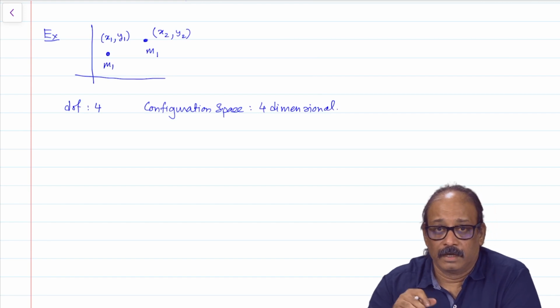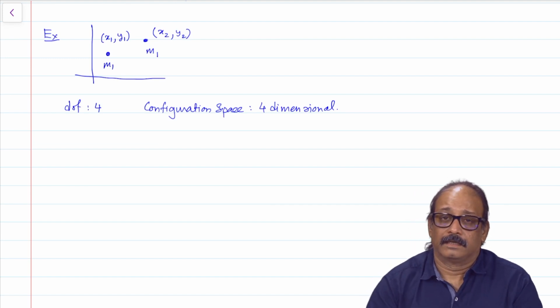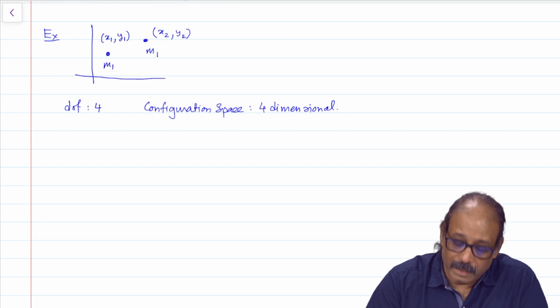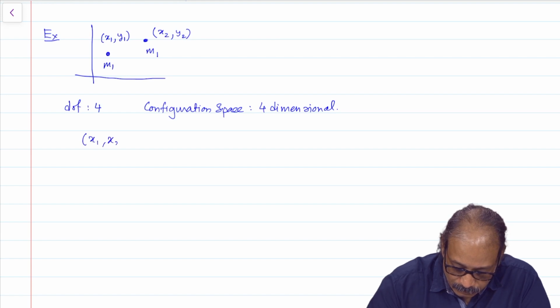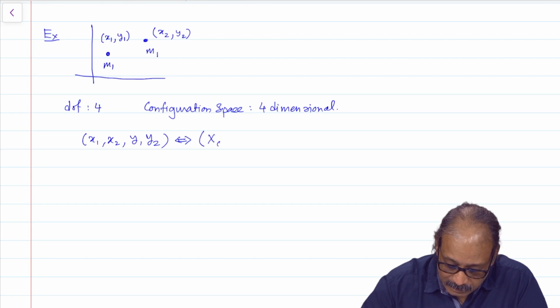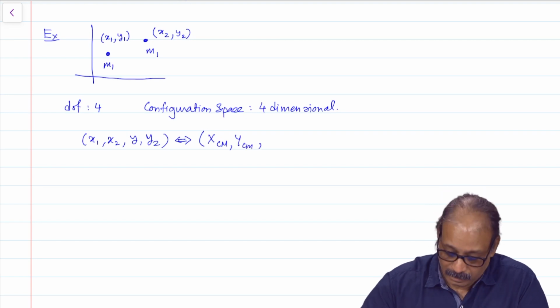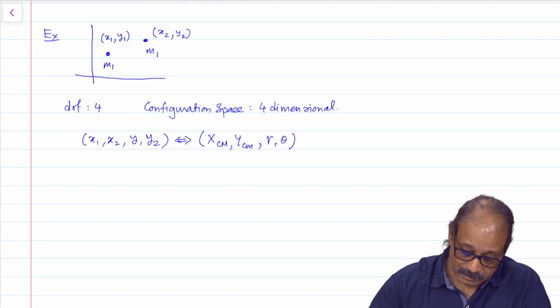Of course, I will not be able to show you the 4 dimensional space on the paper, but that is okay. Now, which coordinates will we use? Instead of x1, x2, y1, y2, a very common choice is to use coordinates like x center of mass, y center of mass, and r and theta. Now, I will describe these.